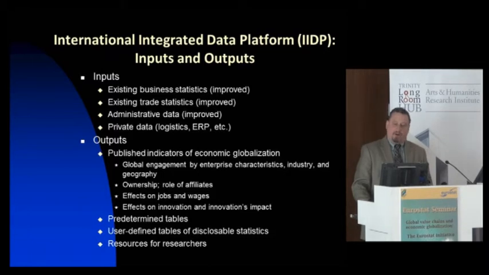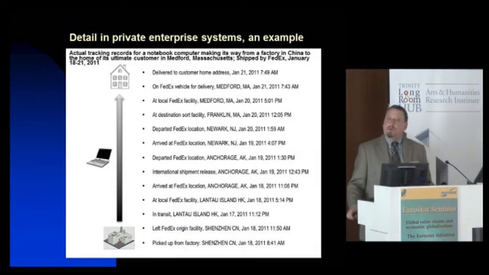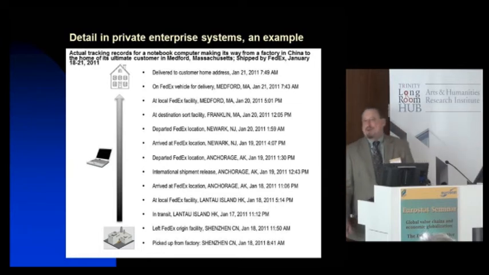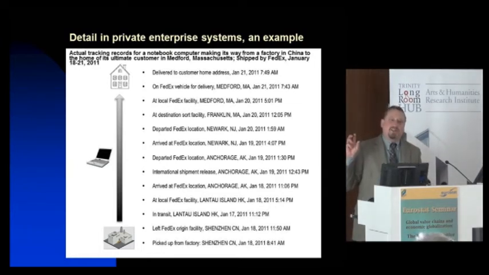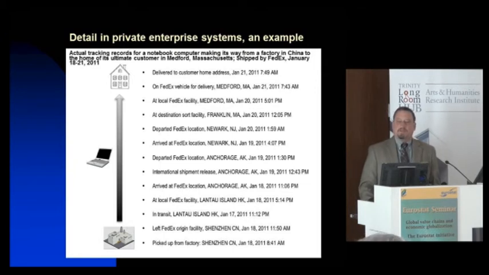I wanted to go back here. This last bullet here, private data, logistics, ERP data, etc. Again, we go back to those 3,000 to 5,000 companies. They really have a lot of information about their own operations and the operations of their suppliers. Here's a quick picture of my friend's laptop computer. This is on the tag that came with the computer. It's a tracking of the little journey from Guangzhou to her house in Medford. This is the kind of detail that gets generated every single day en masse inside of these corporate systems. It's just a very small taste.